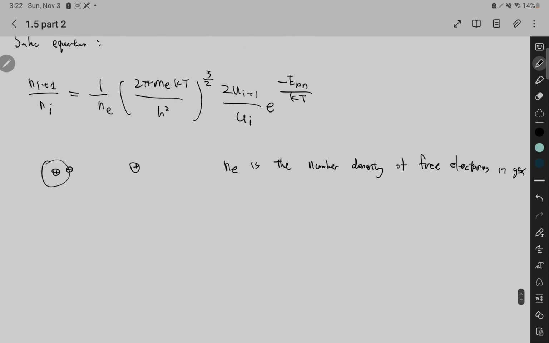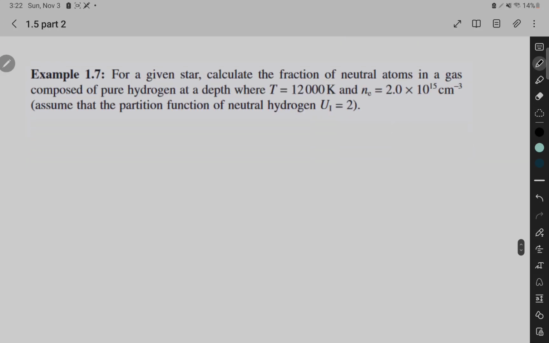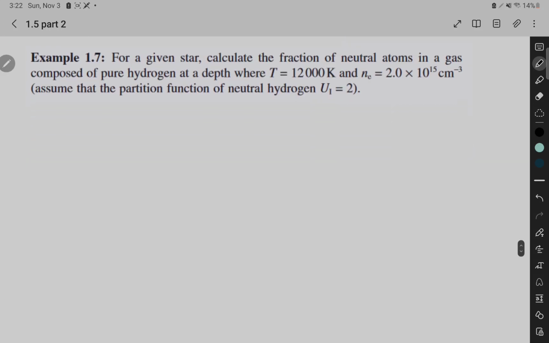Right, so this might seem confusing. You might wonder, what is this even about? Well, let's look at the example question. The example question asks, for a given star, calculate the fraction of neutral atoms in a gas composed of pure hydrogen at a depth where the temperature is 12,000 Kelvin and the number density is 2.0 times 10 to the power of 15 centimeter to the power of -3.